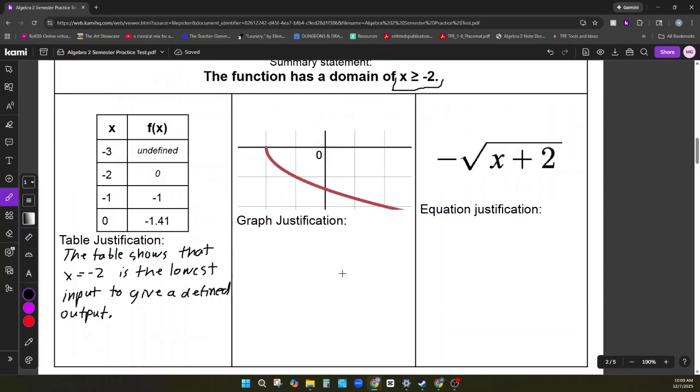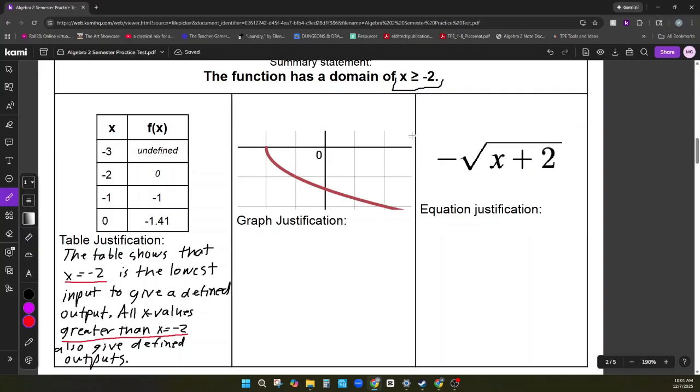Furthermore, all x values greater than x equals -2 also give defined outputs. So that's what I've observed. And you'll notice I'm using the same information. I'm talking about x being -2, and I'm saying that all values greater than -2 also work, which is exactly mirroring what my summary statement is saying.